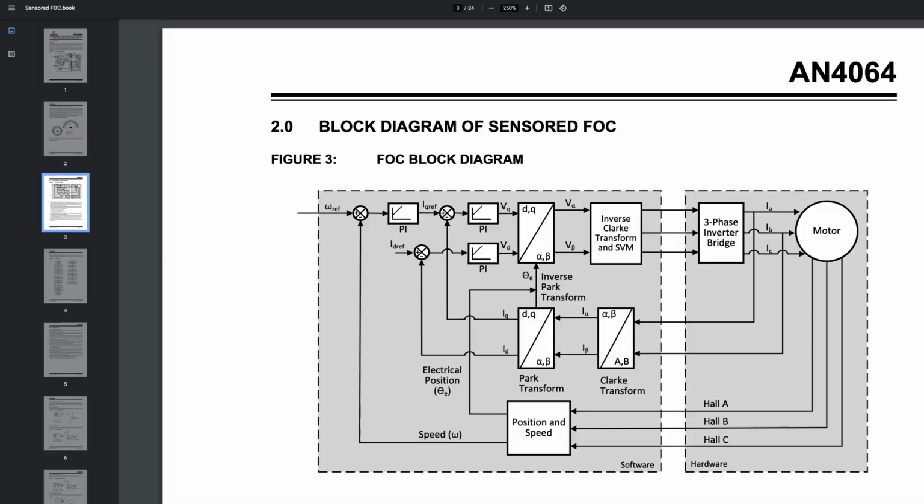So speed control in FOC basically comprises three PI loops. The first one is the speed control loop, the second one is the torque control loop, and the third one is the magnetizing flux control loop. All these PI loops work together in tandem to give the best torque response.